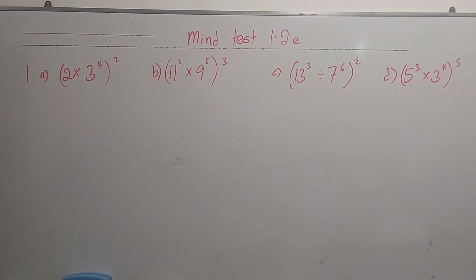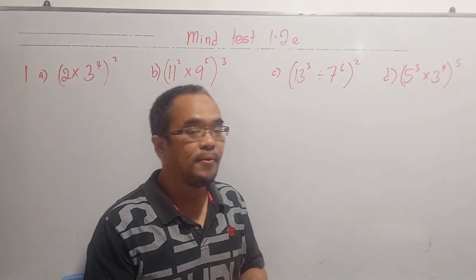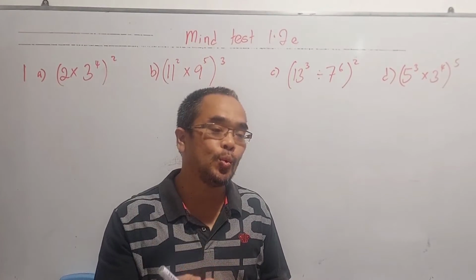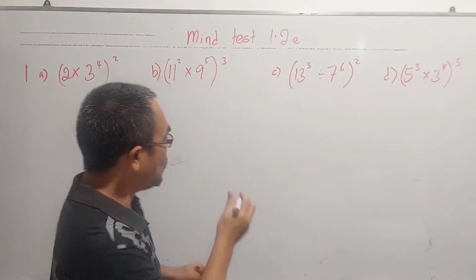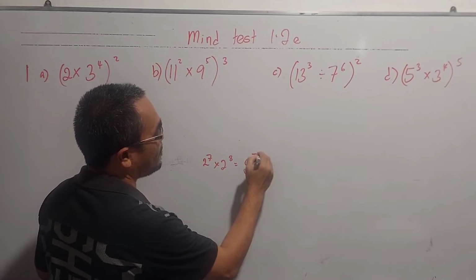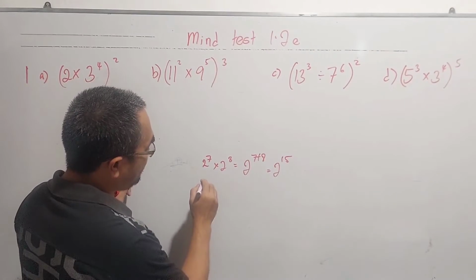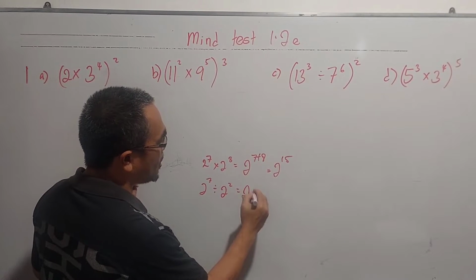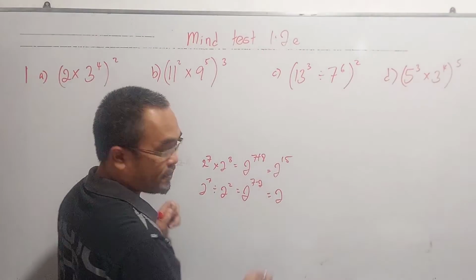Okay, let's continue with Math Test 1.2e. Before this, you have learned that if we have the same bases, let's say 2 to the power of 7 times 2 to the power of 8, it will be 2 to the power of 7 plus 8, so it becomes 2 to the power of 15. And if we divide 2 to the power of 7 by 2 to the power of 2, it will be 2 to the power of 7 minus 2, which is 2 to the power of 5.